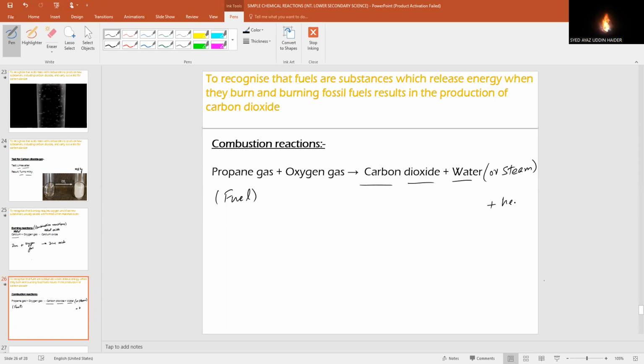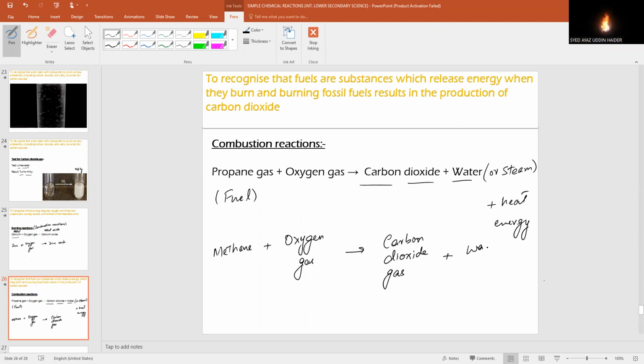Because in these reactions, heat energy is also produced. Burning of methane gas is also an example of combustion reaction. And it also produces carbon dioxide and water. Methane plus oxygen gas gives carbon dioxide gas plus water.